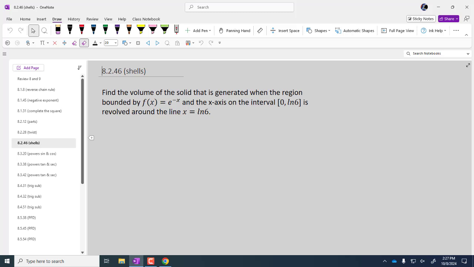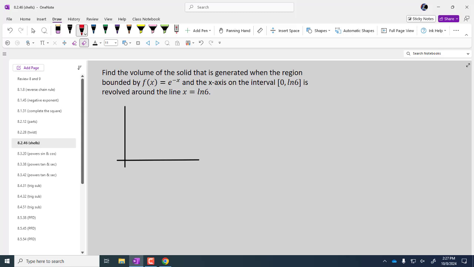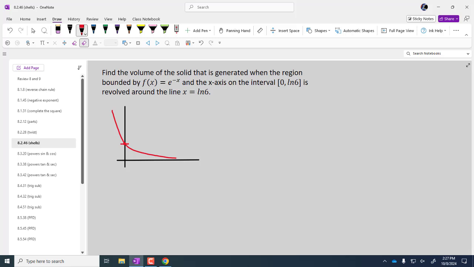Shell, let's go. Find the volume of the solid that's generated when the region bounded by e to the negative 4x and the x-axis on the interval 0 to natural log of 6 is rotated around the line x equals natural log of 6. So obviously, you need to be able to graph exponential functions by now. That shouldn't be an issue. So e to the negative x, if x is 0, you're going right through 1. And it's an exponential decay. So it looks like that.